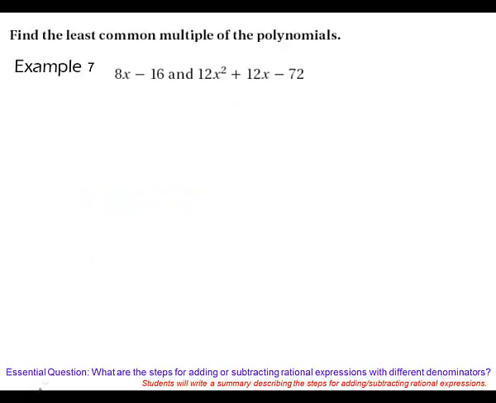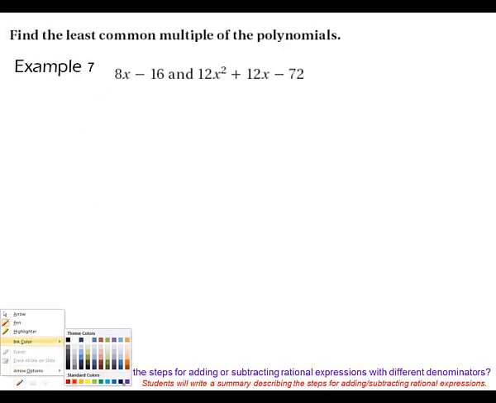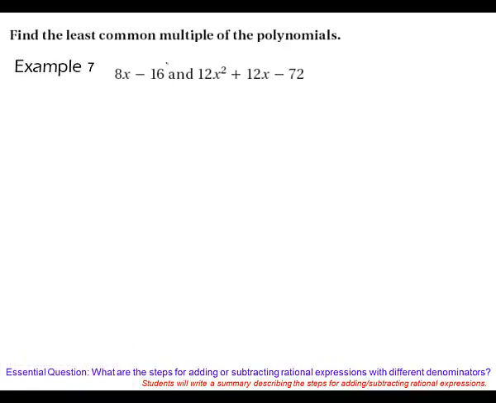We're going to start the next one together, and I'm going to have you finish it. So, what is our greatest common factor in this first group? 8. Good. What's left behind? Good. What's our greatest common factor of the second group? 12. What's left behind? X squared plus x minus 6.